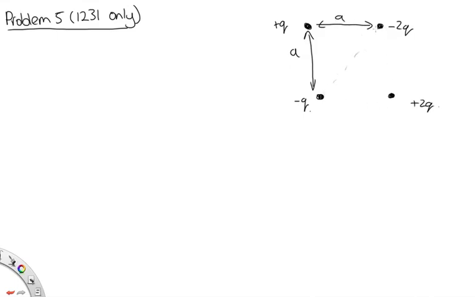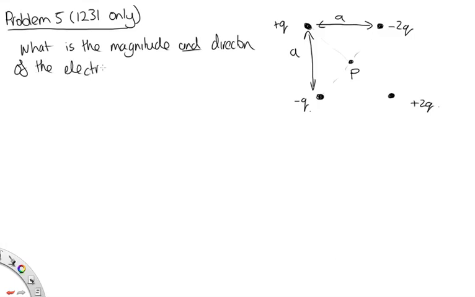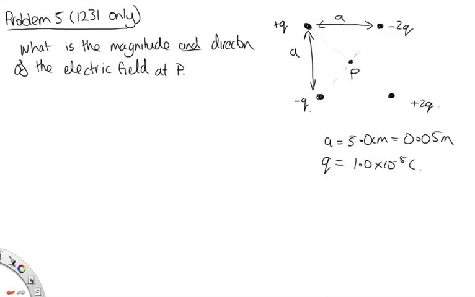Now in the middle of the square we have a point P, and we're asked what is the magnitude and direction of the electric field at P. And we're told we can have A is equal to 5.0 centimeters, so 0.05 meters, and Q is equal to 1.0 times 10 to the minus 8 coulombs.